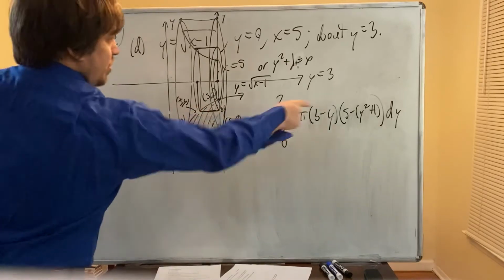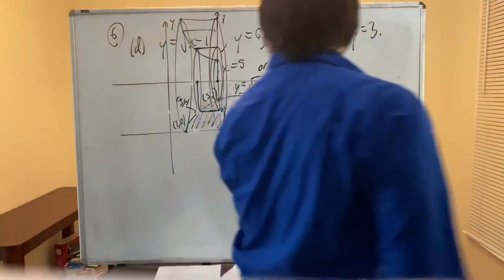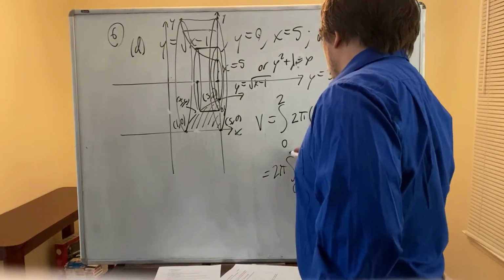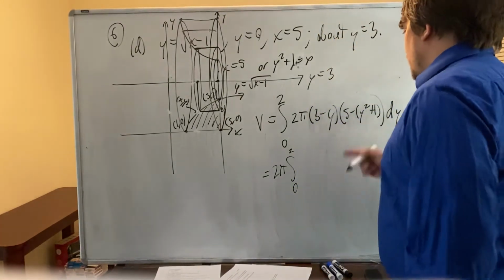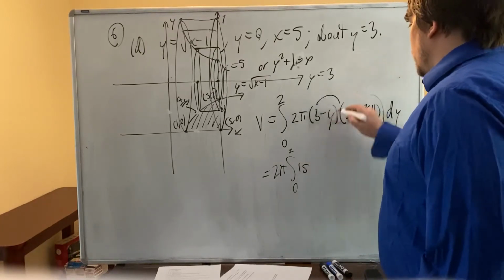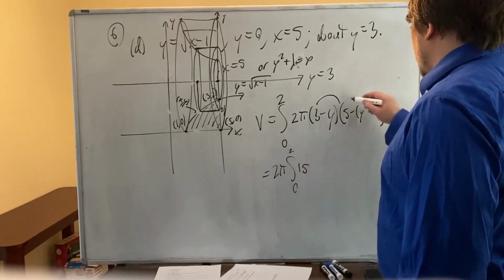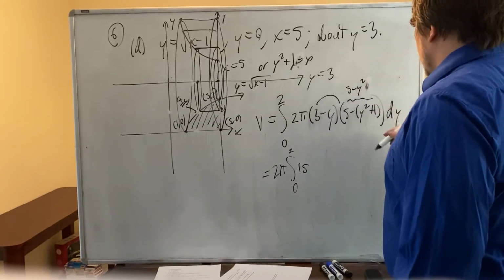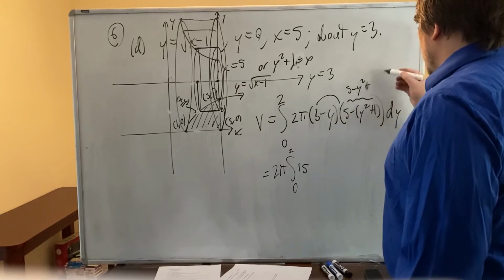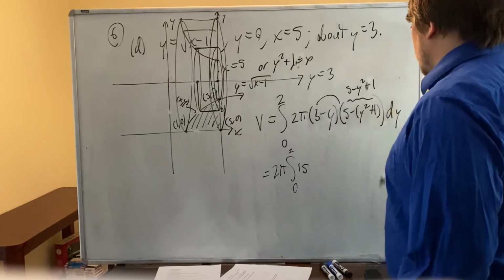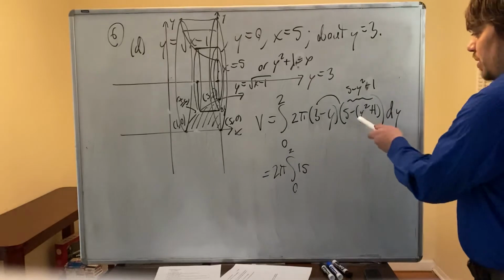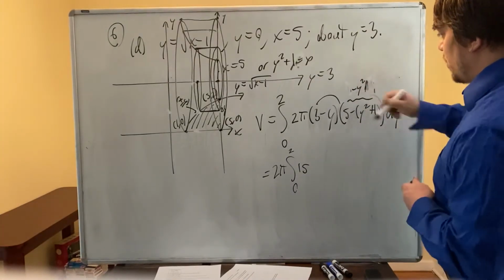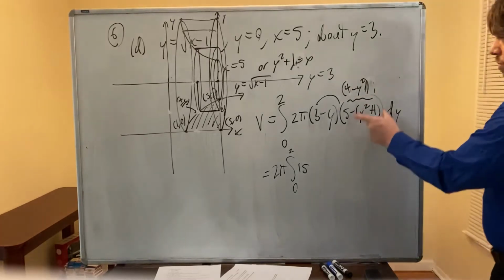So that's 2 pi r h. And so we find this differential. It's 2 pi times the integral from 0 to 2 of this times this. So this is 5 minus y squared minus 1. 5 minus 1 is 4. This is 4 minus y squared. Okay, that's 4 minus y squared.